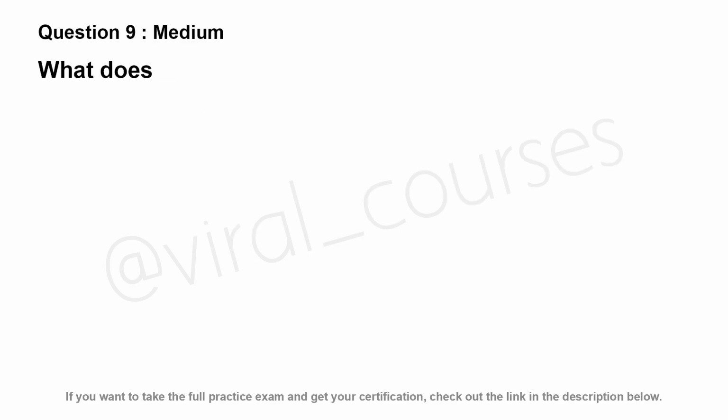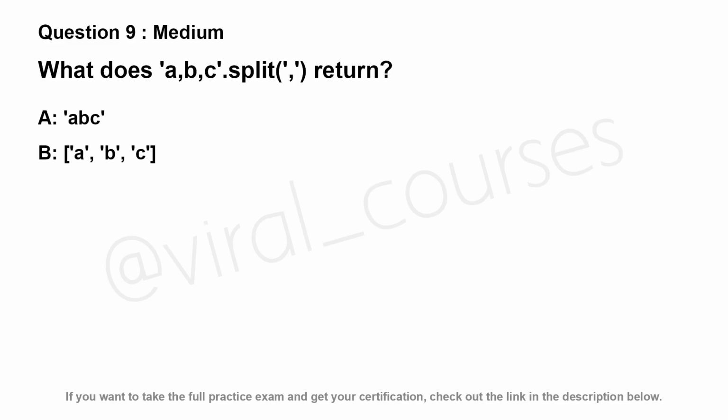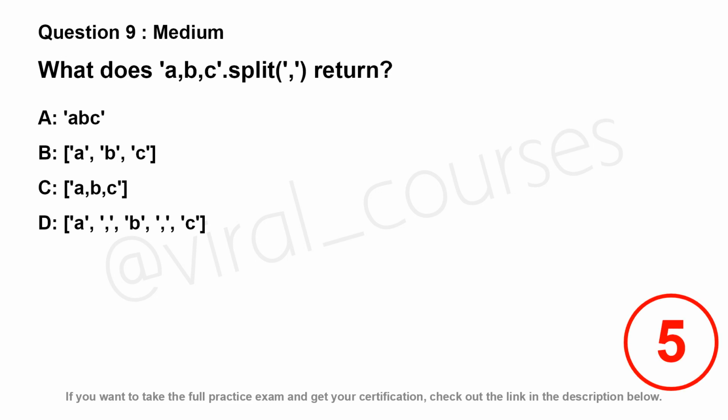What does "a,b,c".split(",") return? Option A, "abc". Option B, ["a", "b", "c"]. Option C, ["a,b,c"]. Option D, ["a", ",", "b", ",", "c"].